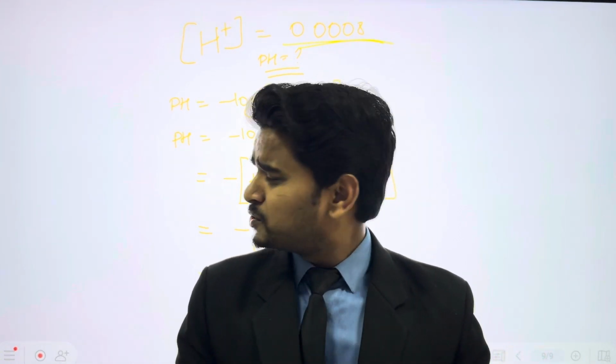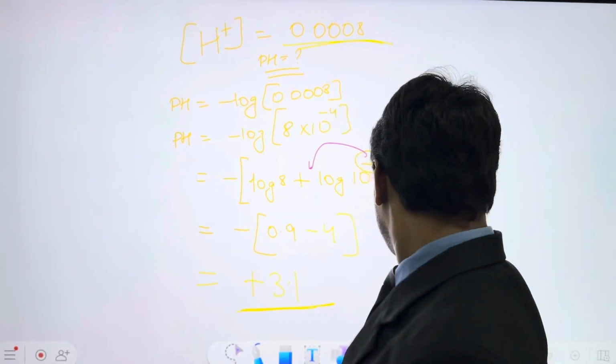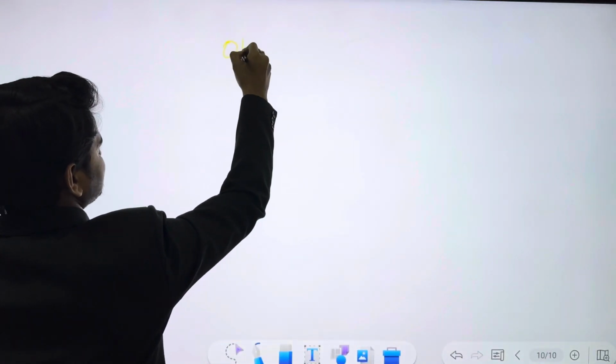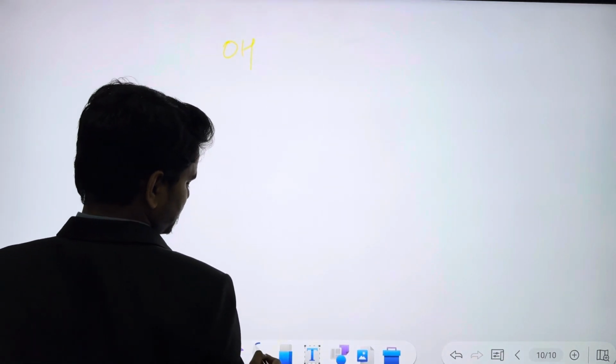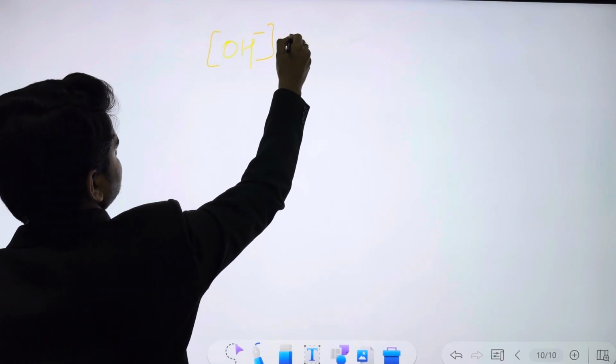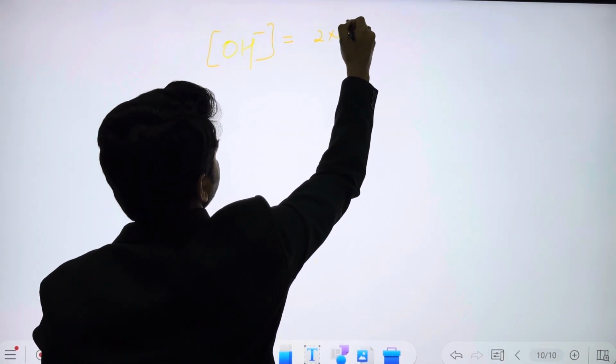Should we do one more question? Let's do one more question. You have been given the concentration of OH minus, and its OH minus concentration is given as, let's assume, 2 into 10 to the power minus 2.